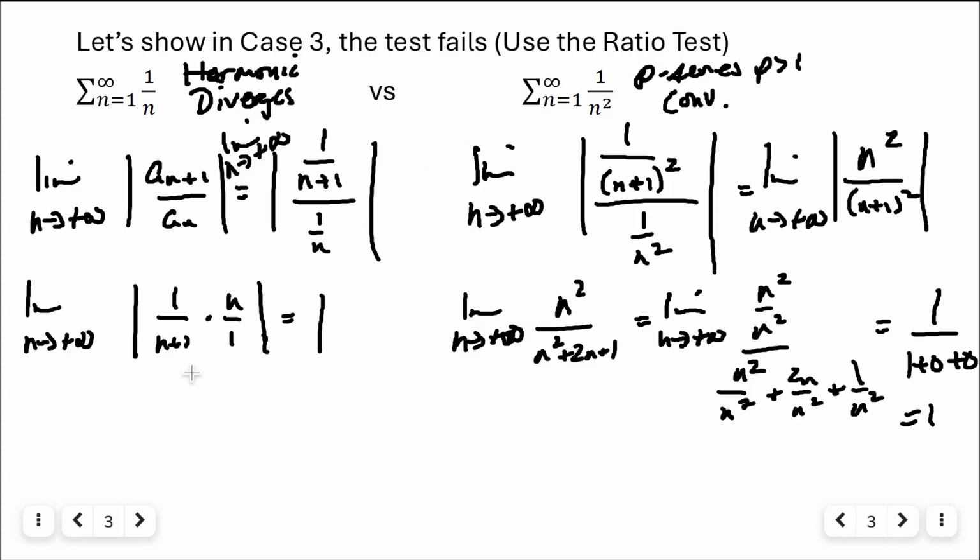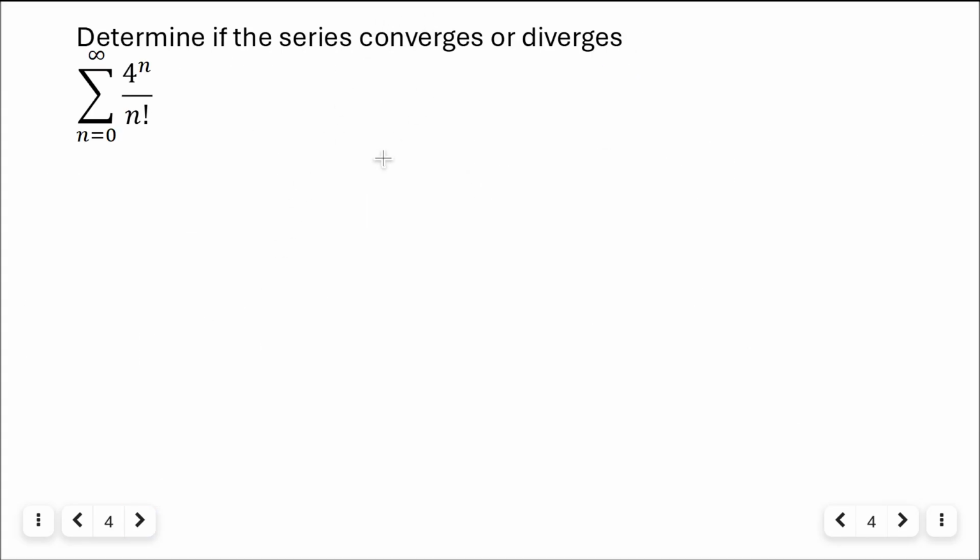All right. Now let's put the ratio test to the test. Let's determine if the series converges or diverges. So here's a series that you actually know nothing about: 4 to the n over n factorial. All right. The question is, how do I know if this series converges or diverges? Well, I can't really compare it to anything, because I don't know if that converges or diverges, so there's nothing to compare it to.